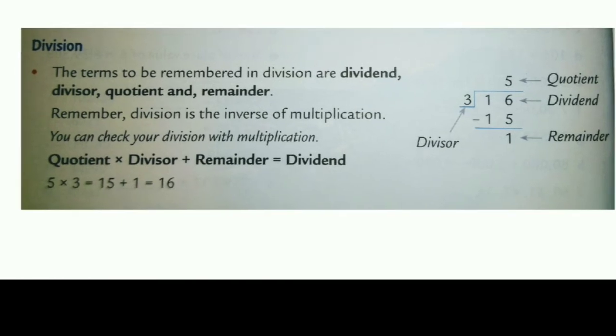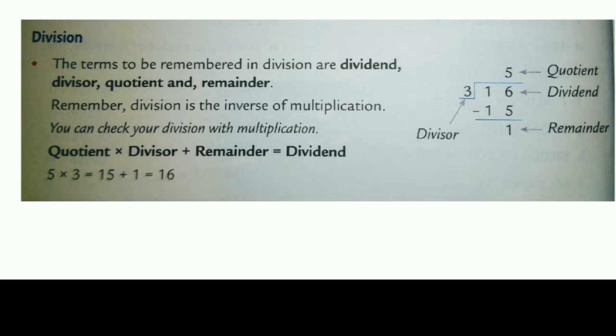Next we will see division. In this one the terms to be remembered in division are dividend, divisor, quotient and remainder. When we check our answer, all these things are required for checking. See the example, 16 divided by 3. 3 is the divisor, 16 is the dividend, 5 is the quotient and the remaining part is known as the remainder. Got it?